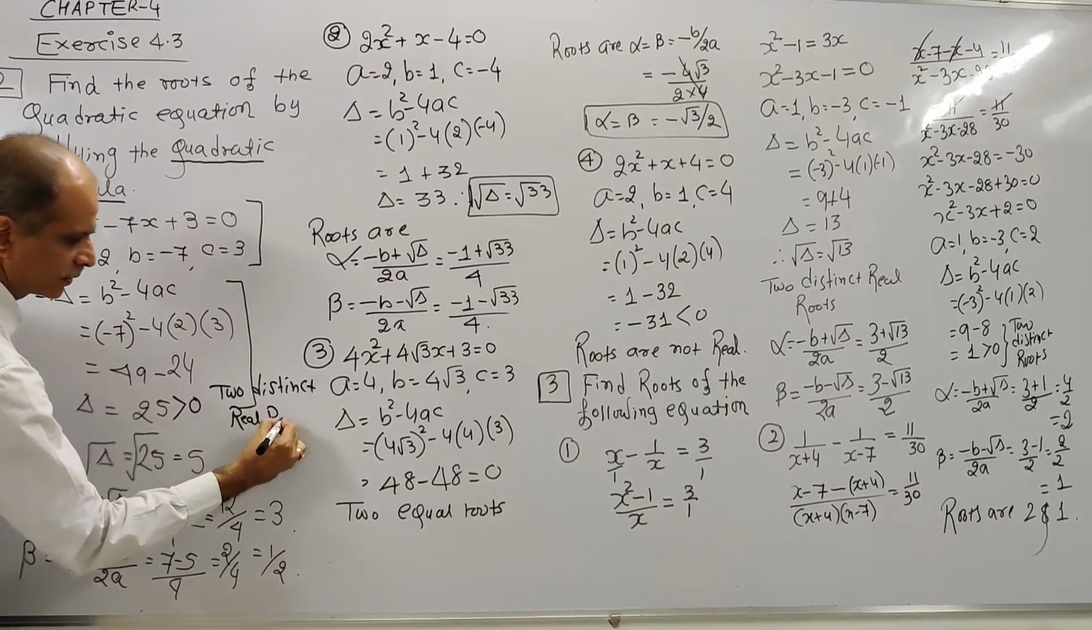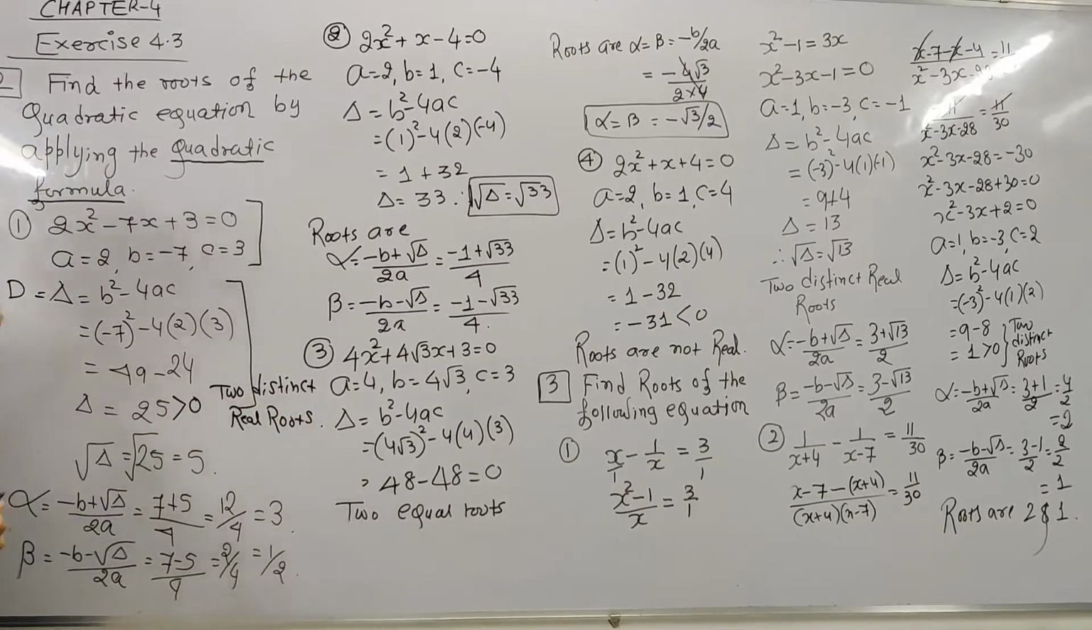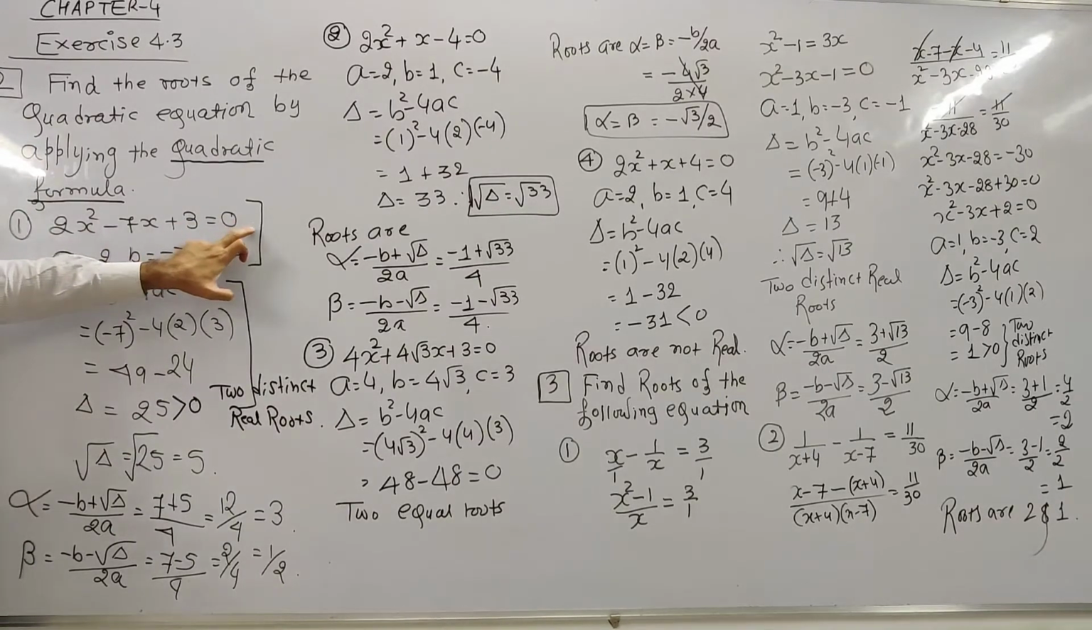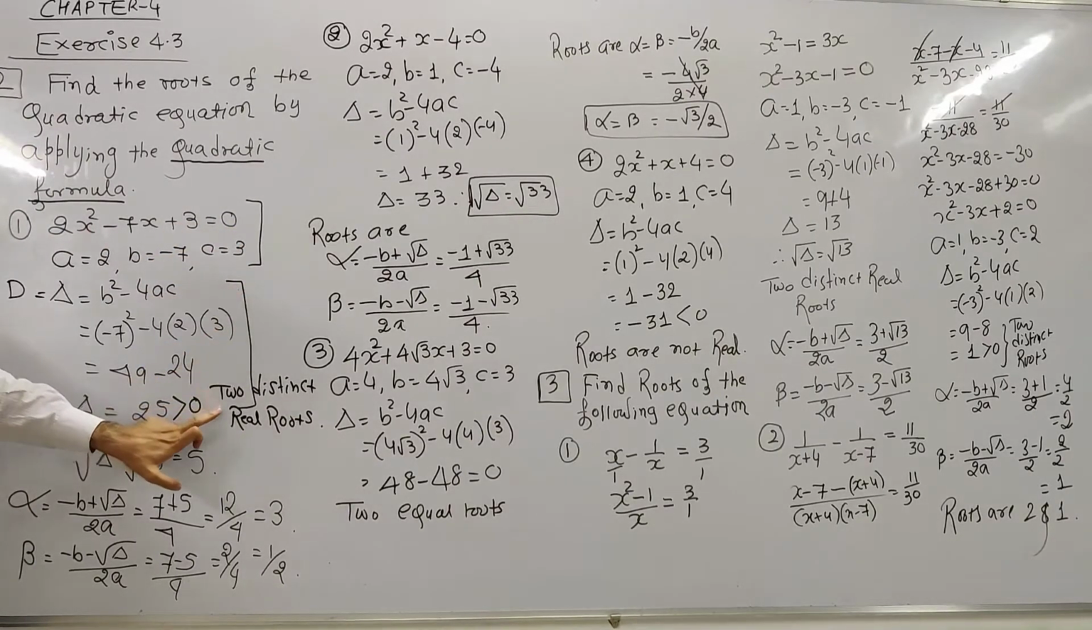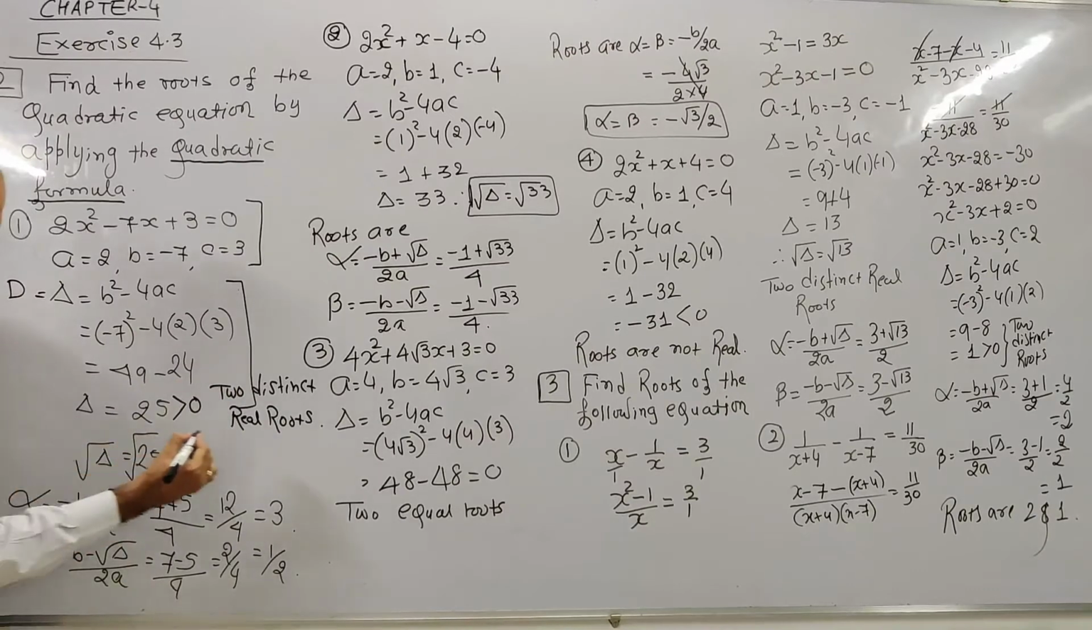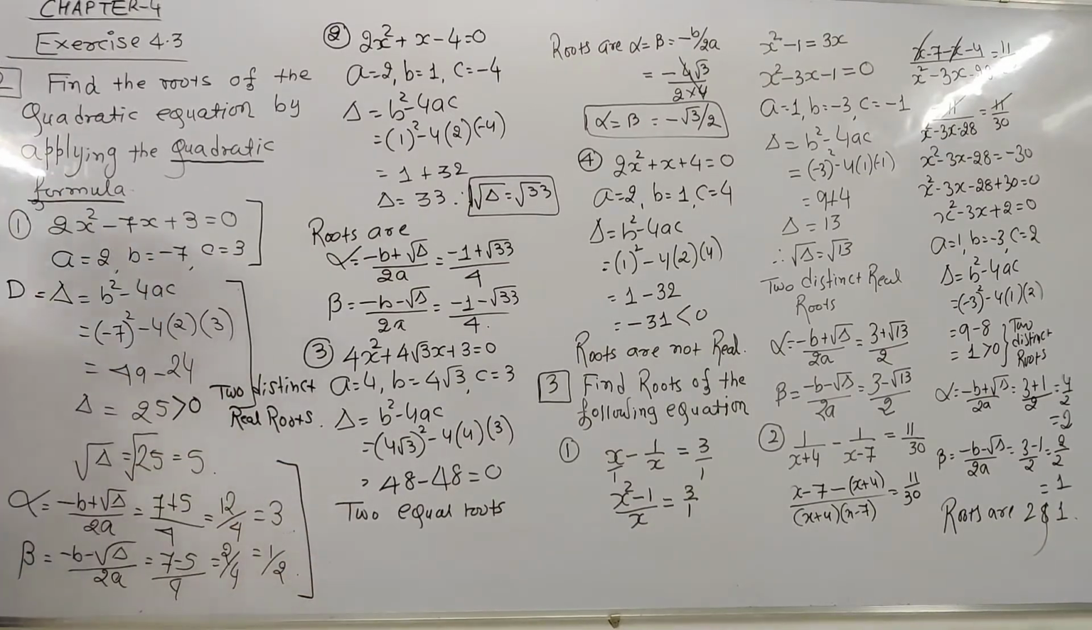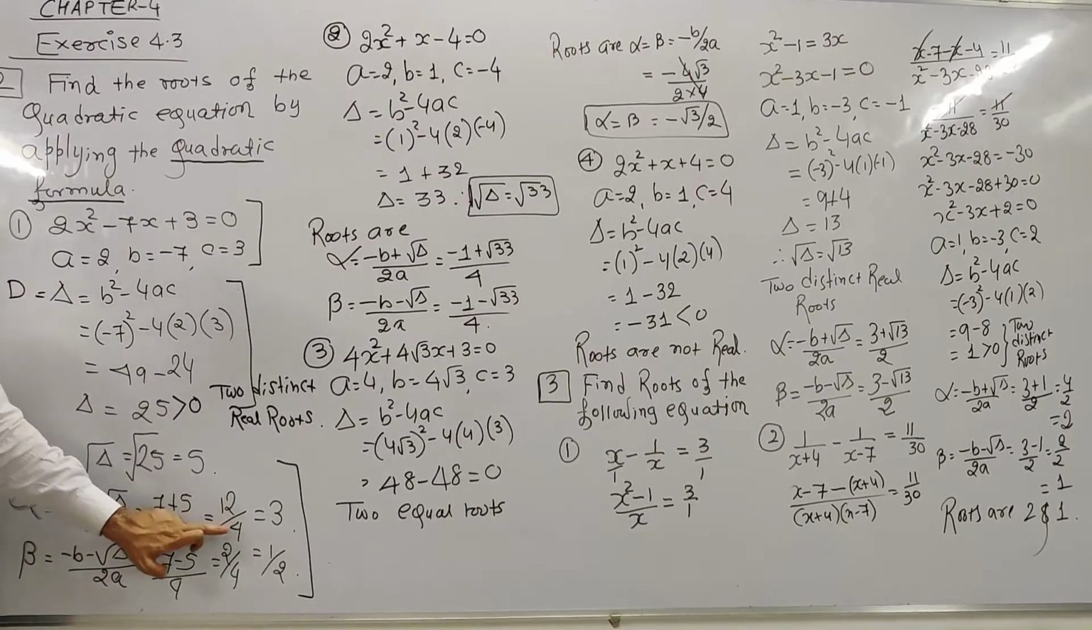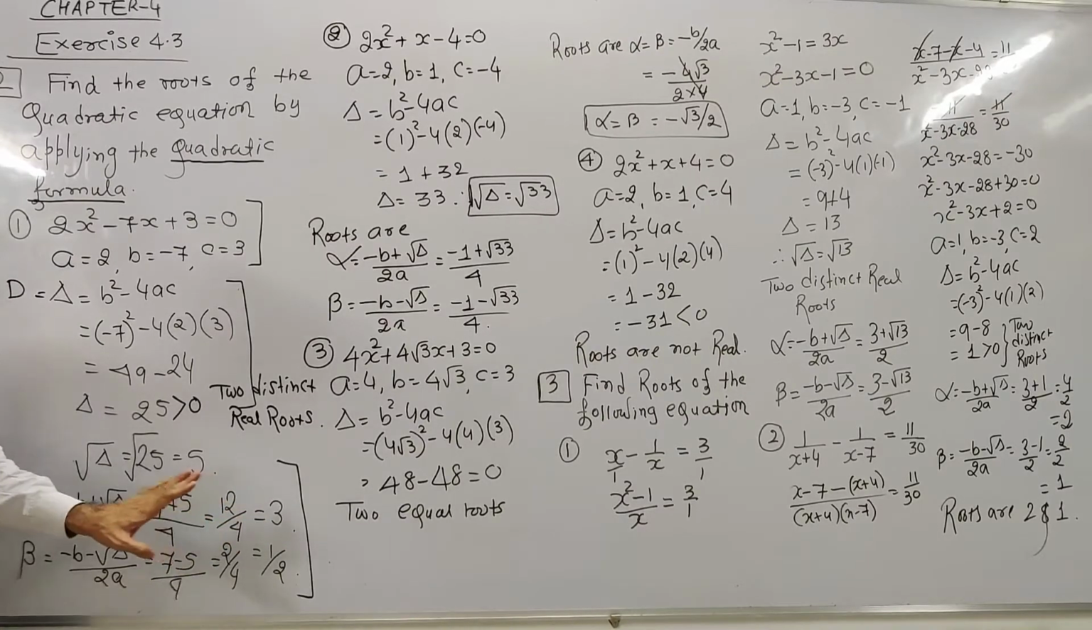Two distinct real roots. So this is step number 1, step number 2, the type of root, that is step number 3, and this is step number 4, find out the value of roots. So alpha is equal to minus b plus under root delta by 2a. Minus b means minus 7, so this becomes plus 7, under root delta becomes plus 5 by 4. 7 plus 5 is 12 by 4, 12 by 4 means 3, so the value of alpha is equal to 3.